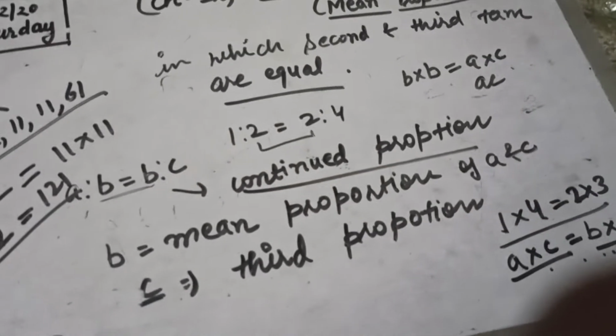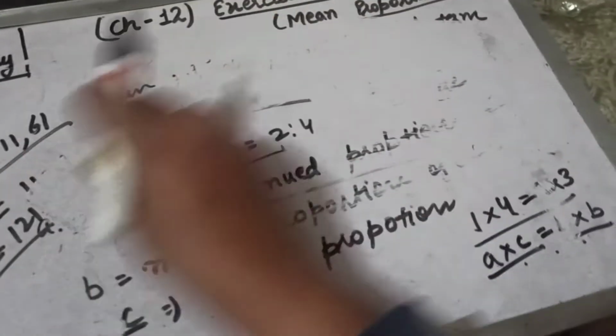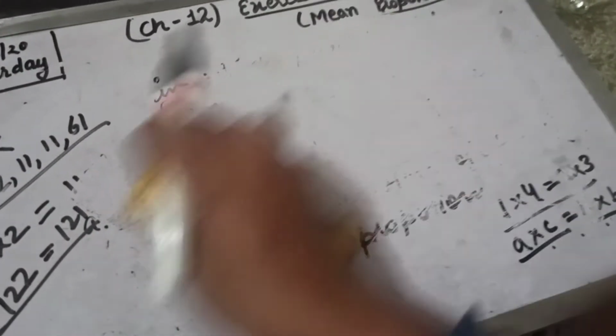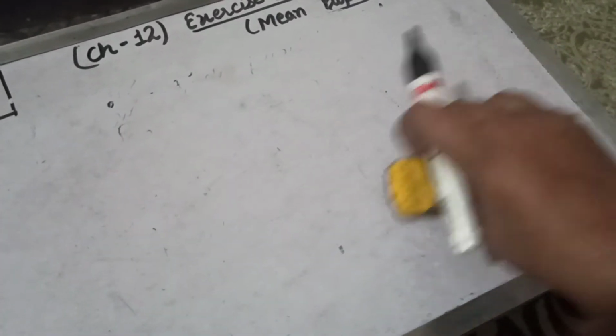Clear? So now come to the exercise. This is about the introduction. What do you mean by mean proportion? What is continued proportion? Right? What is first term, second term and third term?